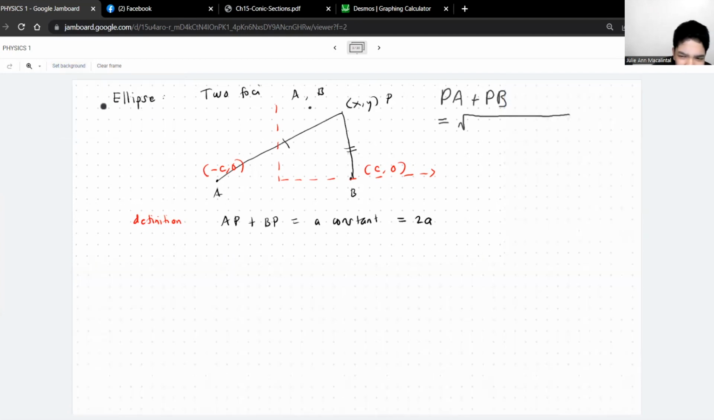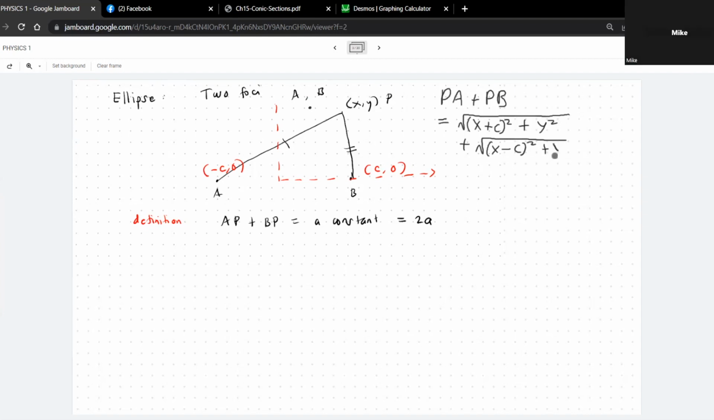Hindi siya pwedeng isang square root kasi sum ng dalawang distances yan eh. And then set that equal to 2A.